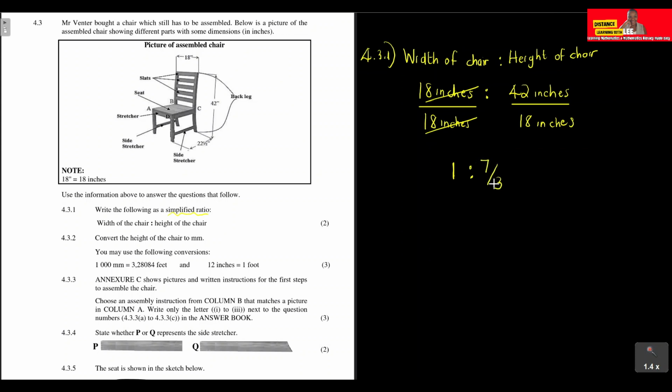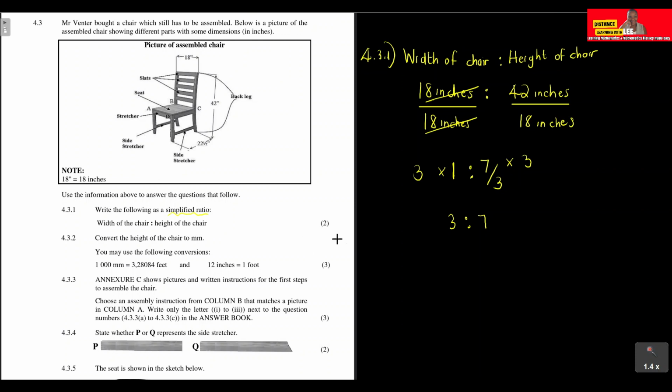7/3. However, guys, you know that we can't leave our ratio as a fraction. Therefore, we're going to multiply by 3 on the right-hand side and by 3 on the left-hand side, and then 3 multiplied by 1 is 3, giving 3:7. Therefore, our ratio in simplified form of the width of the chair to the height of the chair is 3:7.